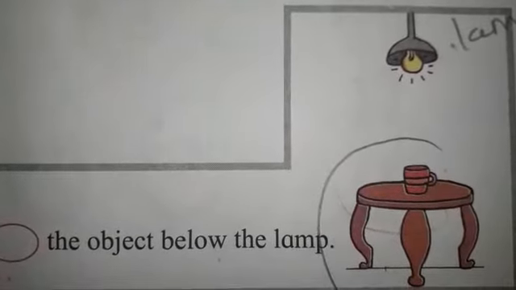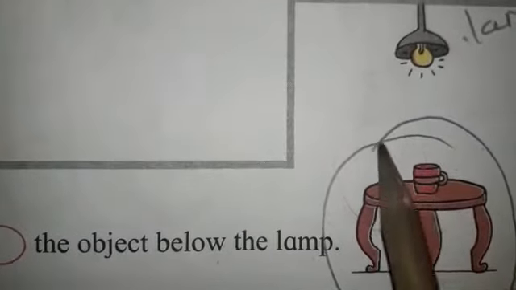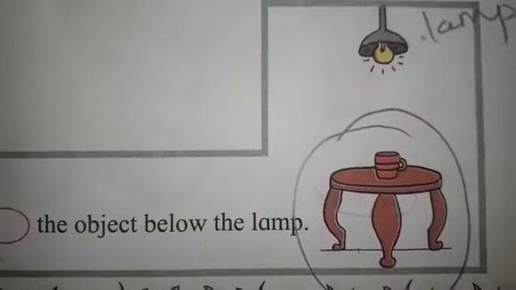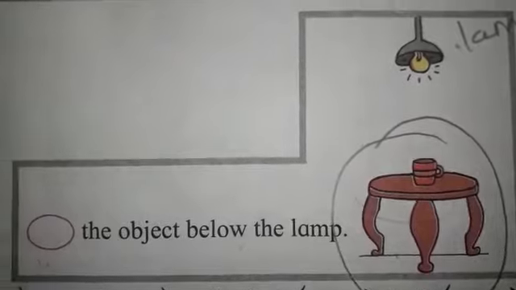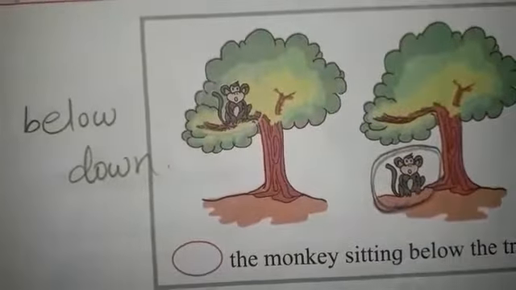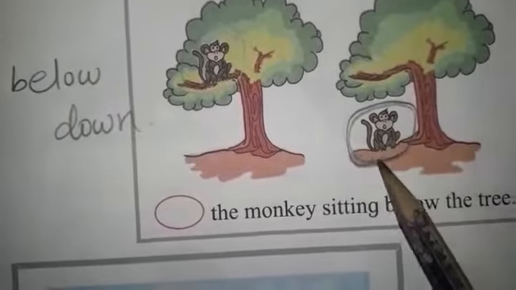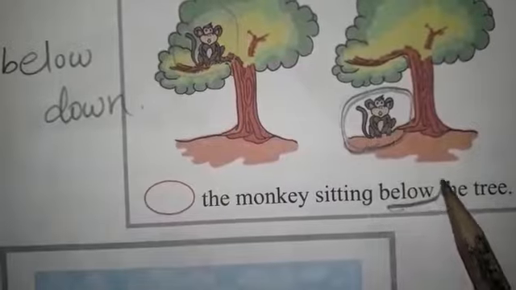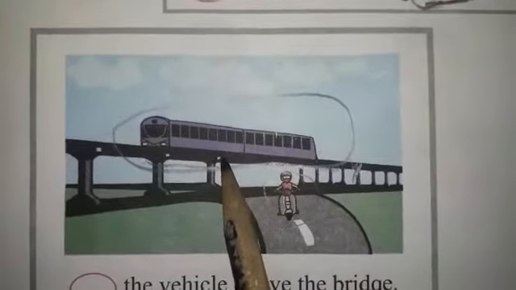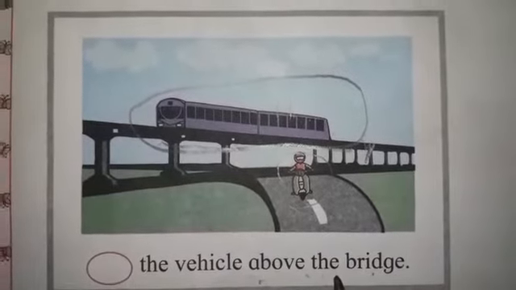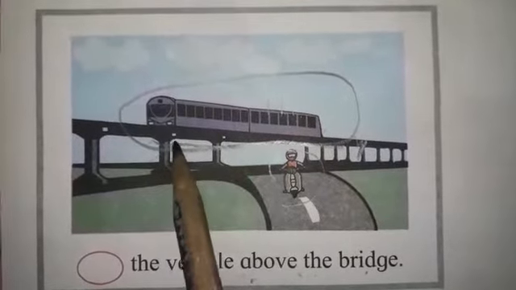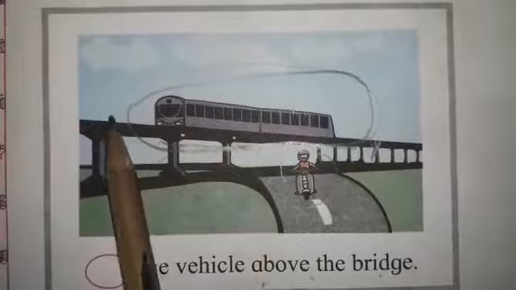So we have to circle the whole table here. See, just like this you have to circle it out. So you have to study it from your textbook also, just like this. Firstly, the monkey is below the tree, so you have to circle the monkey which is below what they asked, right? After that you have to circle the vehicle above the bridge. Above the bridge, yes, it is train, so we have circled here.